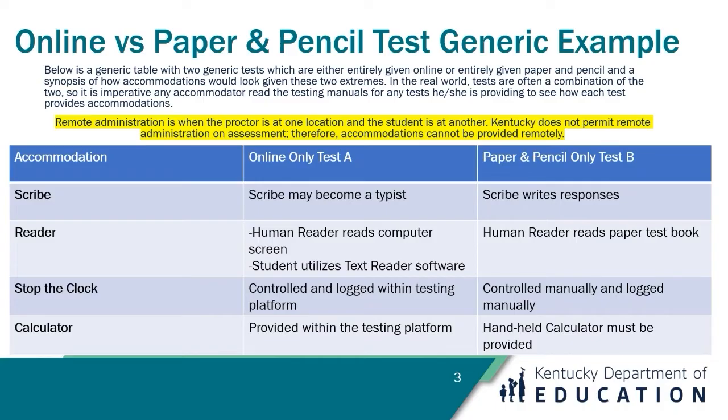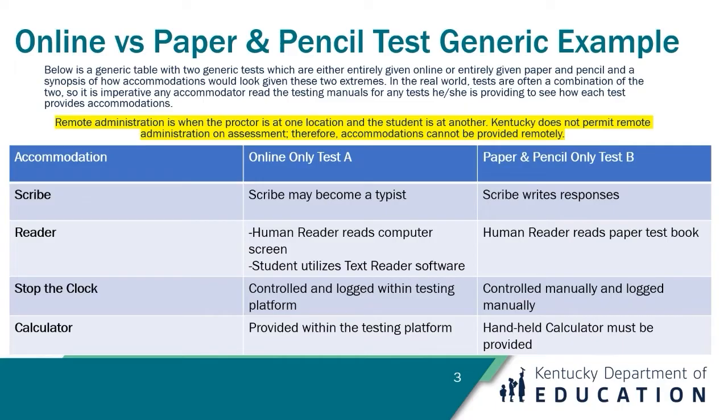These strict environments require accommodations to look a little different. For a scribe, on an online test, the scribe may become a typist, but on Test B, the paper and pencil, all responses will be handwritten by the scribe. What the scribe can do does not change. The scribe still may only record word for word what the student says. For a reader, on the online-only test without a paper option, the reader would simply read the computer screen, or the student could utilize text reader software. On the paper and pencil test, a human reader would read the paper test book.